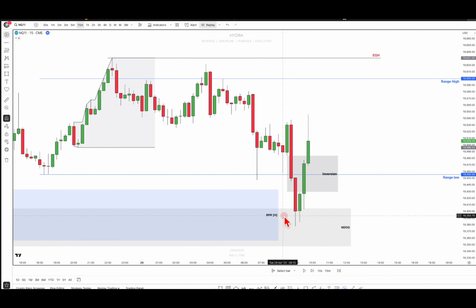I never have a specific, guaranteed bias at the beginning of the day. I let price tell me what the bias is, and some days I'm wrong reading it. But that doesn't mean that it's not working, because today it worked.